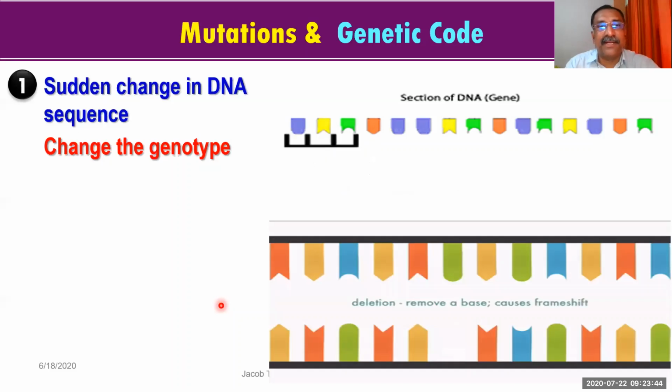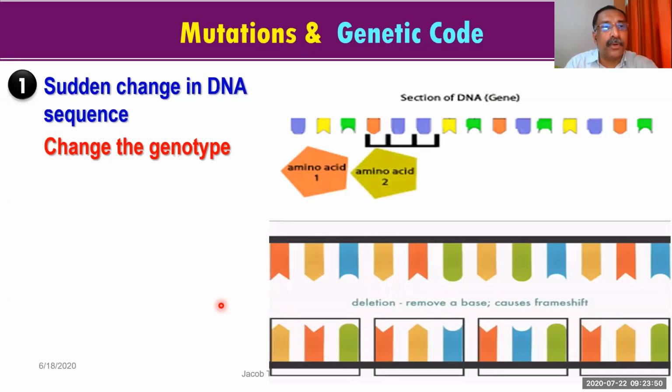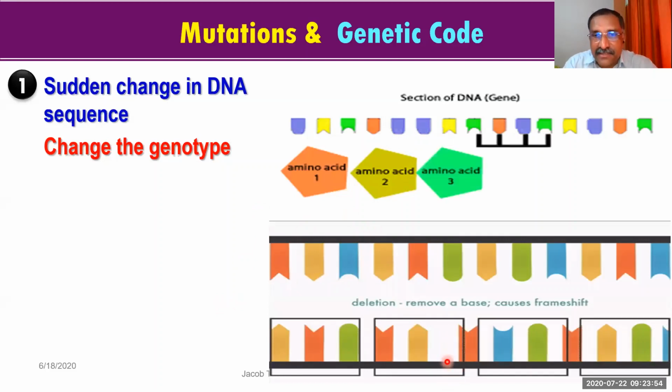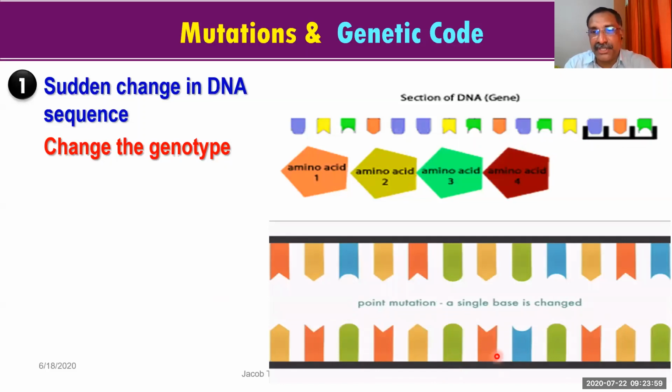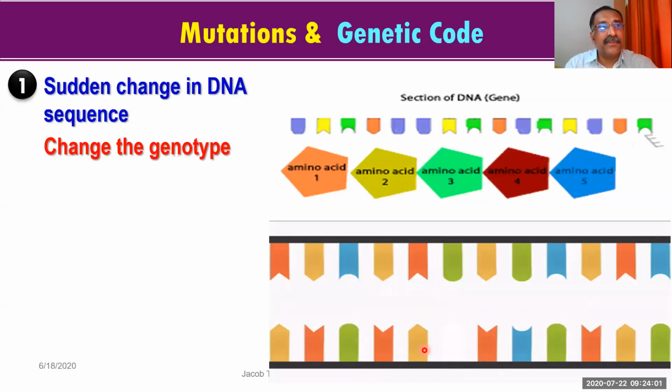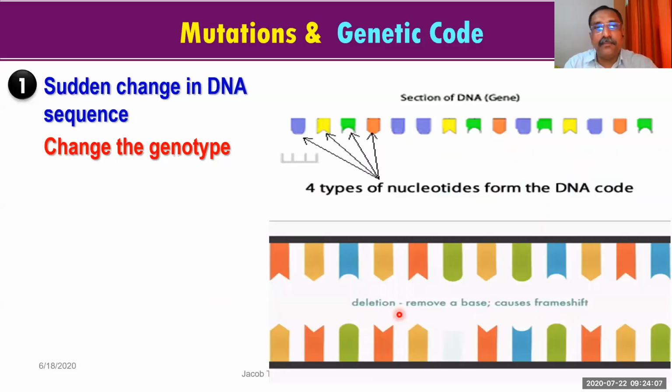Now one technical term I told you, deletion and point mutation. Point mutation means one nitrogen base is removed. One nitrogen base is removed. That causes the shifting of nitrogen bases. That is called point mutation. So wherever one nitrogen base is removed, there mutation can occur. Okay, is it clear to you?